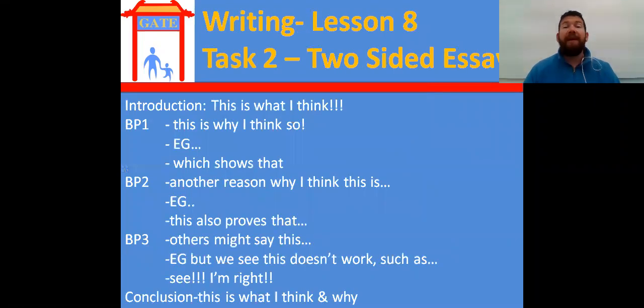So first of all, just a quick look at what I showed you in the last video. Essentially, this is the structure I'm going to use for a two-sided essay. 2 BPs for my side, 1 BP for the other side. Okay, and very important to set up that opinion right at the beginning in our introduction. So if you haven't seen that or if you've forgotten about that, you can pause the video and look through that in detail, but I'm not going to read through all of that again.